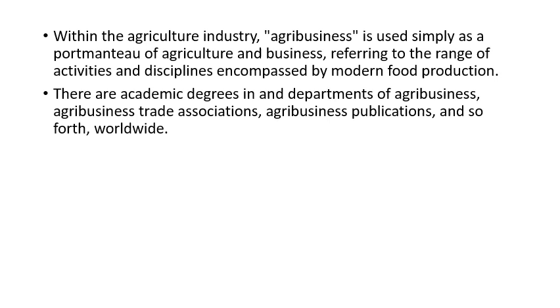Within the agriculture industry, agribusiness is used simply as a portmanteau, a mix of agriculture and business. Agriculture plus business means agribusiness. The portmanteau tells you that. It refers to the range of activities and disciplines encompassed by modern food production.